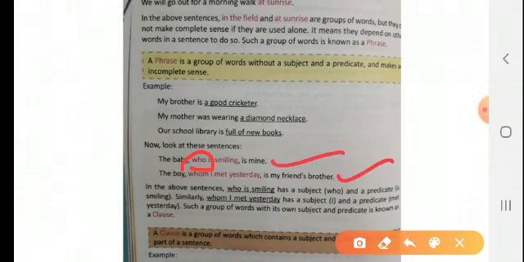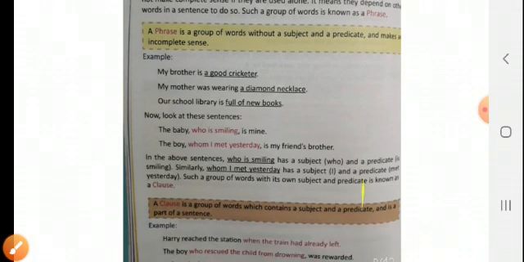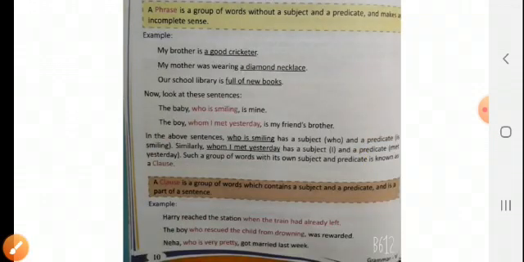Such a group of words with its own subject and predicate is known as a clause. Okay, dear students. Then this is the definition: a clause is a group of words which contains a subject and a predicate, and it is a part of a sentence.